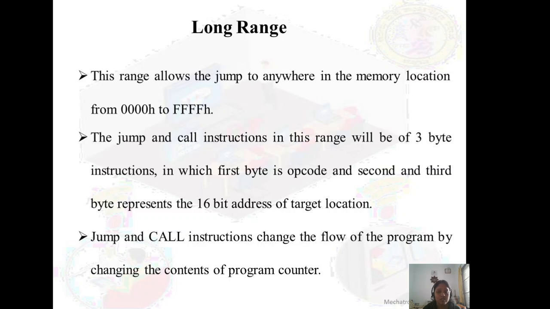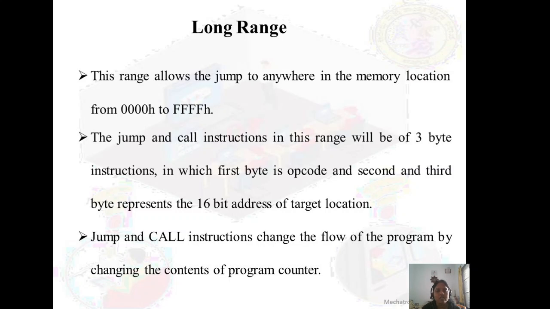The first two, that is relative range and absolute range, are 2 byte instructions. The first byte will be your opcode and the next byte will be the target address, that means where it has to jump. But in case of long range, it is a 3 byte instruction. The first byte will be your opcode and the other 2 bytes will be the address of the target location.